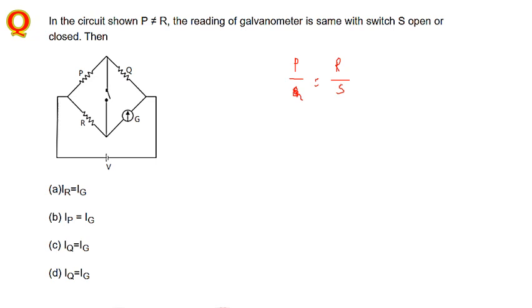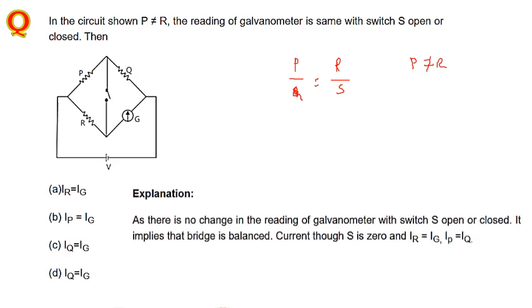At the same time, in this case what they have mentioned here is P is not equal to R. Now in this one you can understand better. As there is no change in the reading of the galvanometer when the switch S is open and closed, in this case what they have mentioned is that the bridge is balanced. So this concept will work over here.